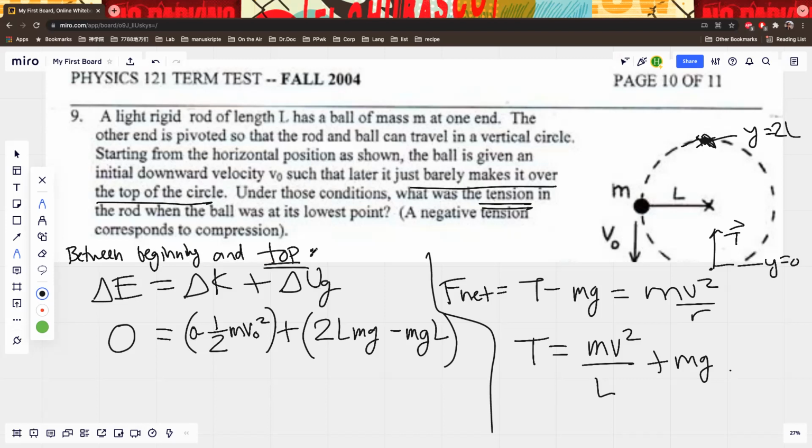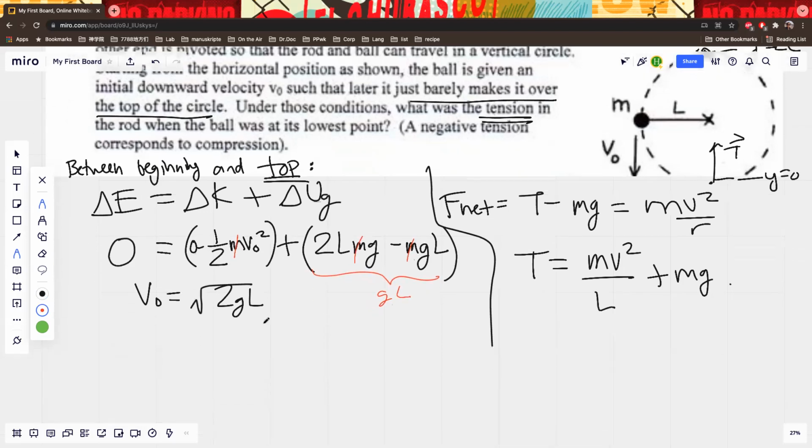With that, we can come up with a formula for v0. So v0 now equals the square root of 2gL. I get that because the masses all cancel out. And then this just becomes 2gL minus gL, that's just gL. And then I multiply by 2 because I have this half here. So I end up with 2gL, and I square root it to get the v0.